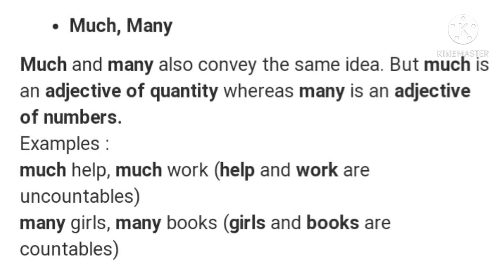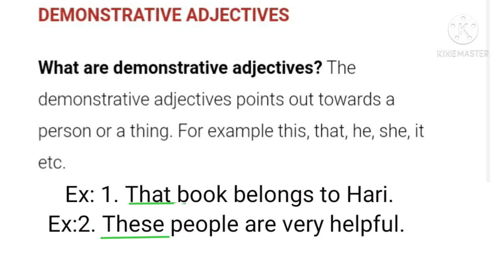Now, next is demonstrative adjectives. Demonstrative adjectives mean which point out or indicate a particular noun or pronoun. That means it says about a person or thing. For example, this, that, these, those, etc. Like in the pronoun, we remember. For example, if I say that book belongs to Hari, or these people are very helpful, so that, these, etc. are called the demonstrative adjectives.